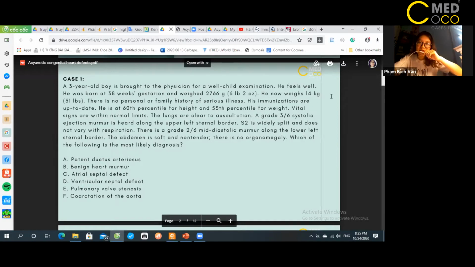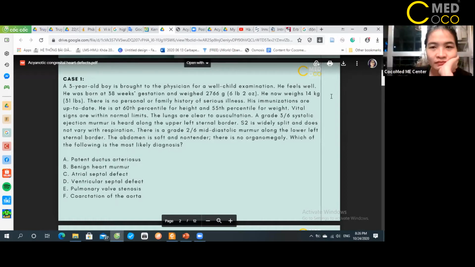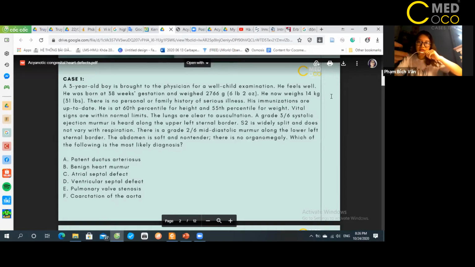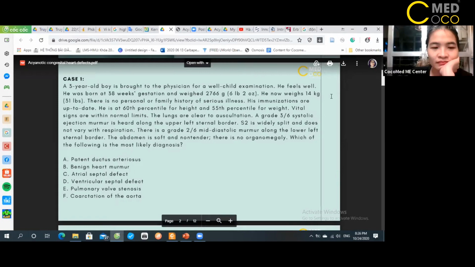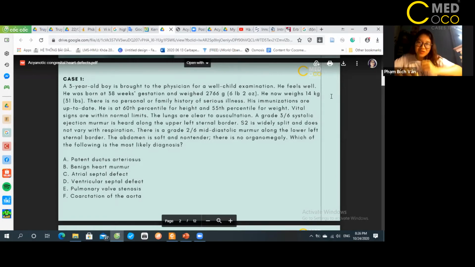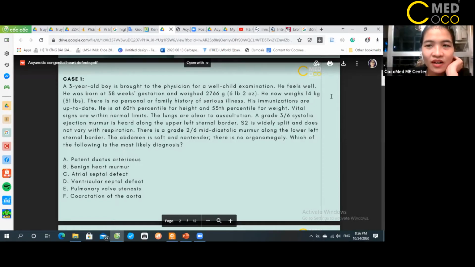A. Patent ductus arteriosus. B. Benign heart murmur. C. Atrial septal defect. D. Ventricular septal defect. E. Pulmonary valve stenosis. F. Coarctation of the aorta.